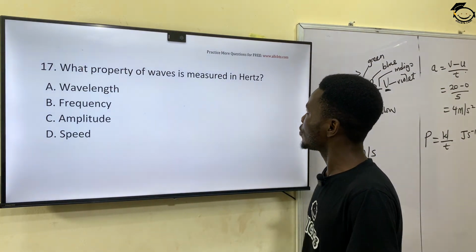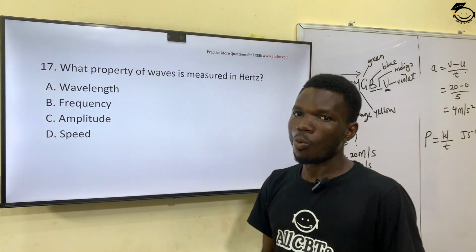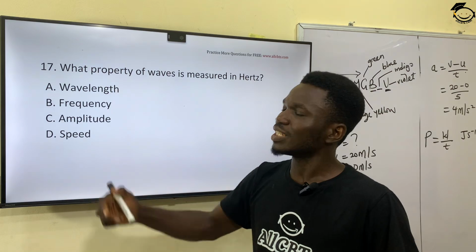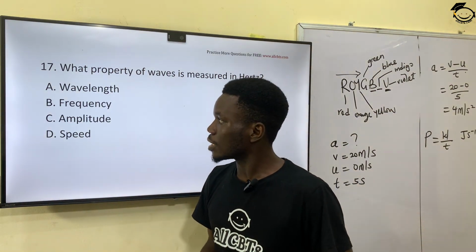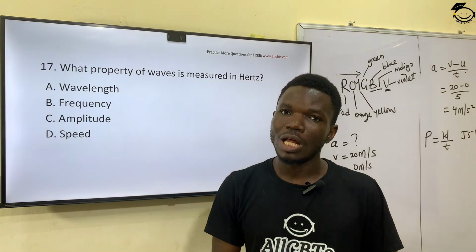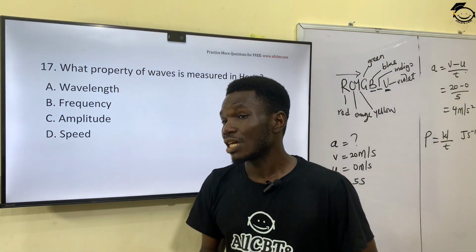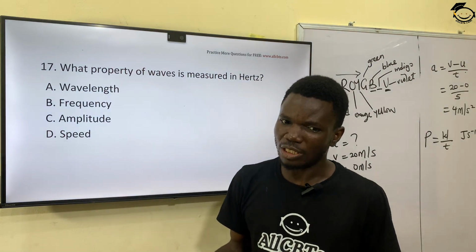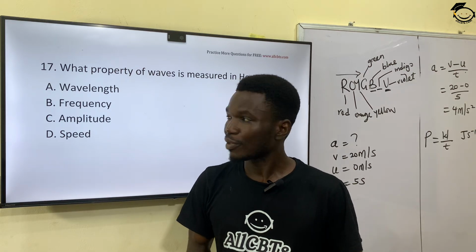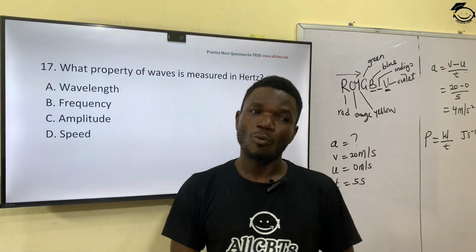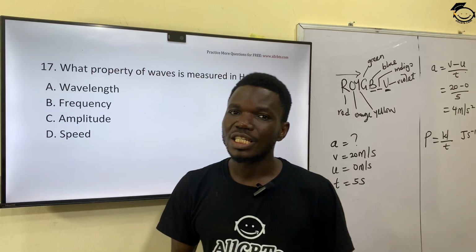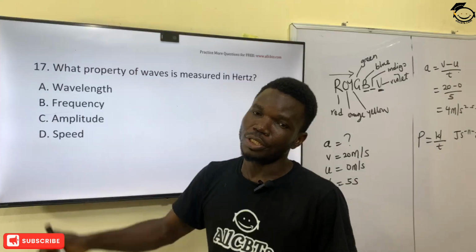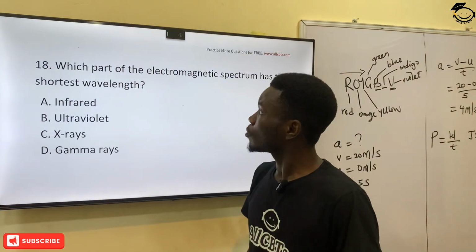What property of waves is measured in hertz? Option A says wavelength. Wavelength is measured in meters, it's talking about length. Option C says amplitude. Amplitude is talking about vertical distance, so it is measured in meters. Option D says speed. Everybody knows speed. It is measured in meters per second. So the correct answer to this question is frequency. Frequency is measured in hertz. So that's option B.